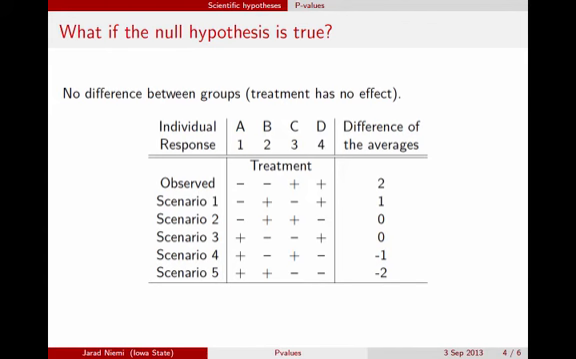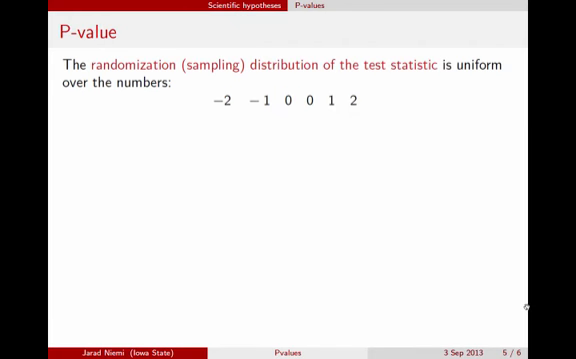Alright, and so these are the values that our test statistic, again the difference of the averages in the two groups, could have taken if the null hypothesis is true. So this is the sampling distribution of the test statistic right here. Just to reiterate, this is the sampling distribution because we're just looking at this randomization of the treatment. This is also called the randomization distribution of the test statistic. And it's uniform over these 6 numbers. That is, each of these numbers had probability 1/6 of giving rise to the test statistic that we actually saw, if the null hypothesis is true.